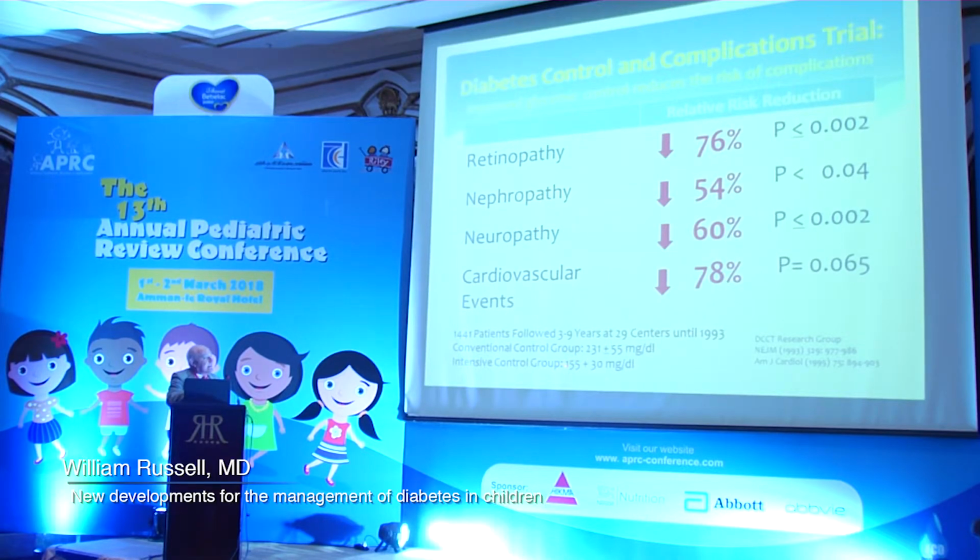At the end of the period of study, the intensive group had an average blood glucose of 155. That's a hemoglobin A1c of about 7.5. The conventional group had an A1c of about 10.5 or 230 milligrams per deciliter. And the difference in that degree of control, from 230 to 150, showed these amazing reductions in retinopathy, nephropathy, neuropathy, cardiovascular events.